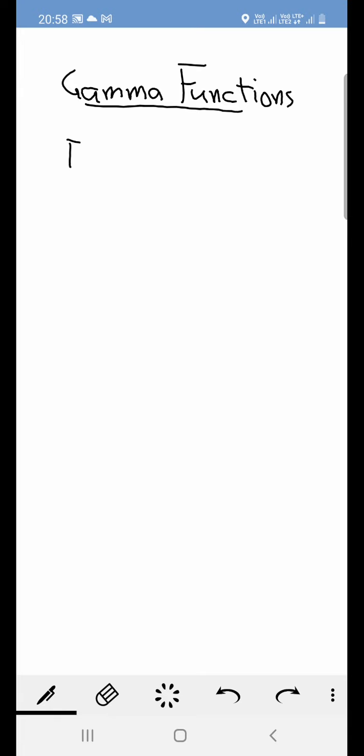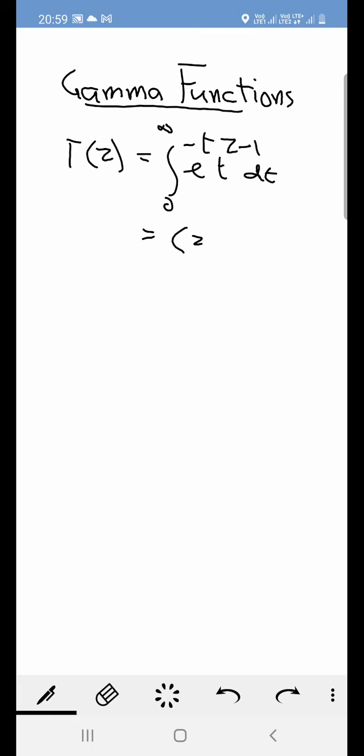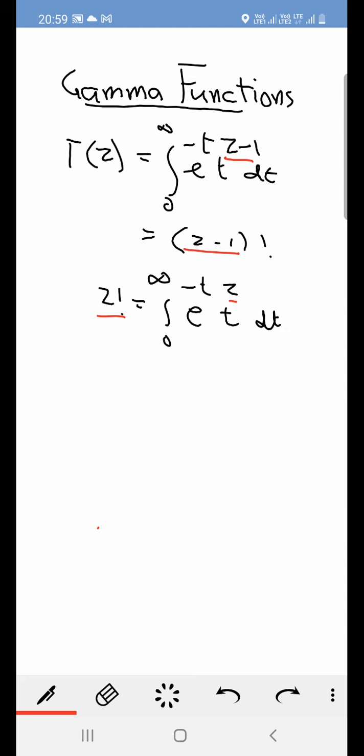Now the gamma function is represented as the integral from 0 to infinity of e to the power minus t into t to the power z minus 1 dt, and it is also written as equal to z minus 1 factorial. The reason is that z factorial is equal to the integral from 0 to infinity of e to the power minus t, t to the power z dt. So since here it is t to the power z, we get z factorial, and here it is t to the power z minus 1, so z minus 1 factorial.